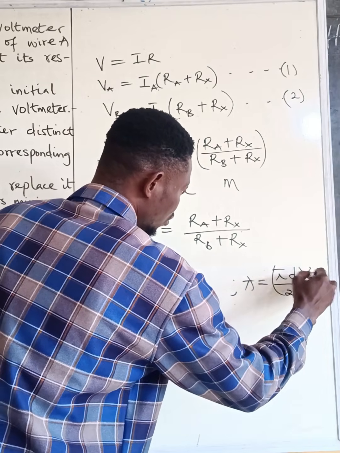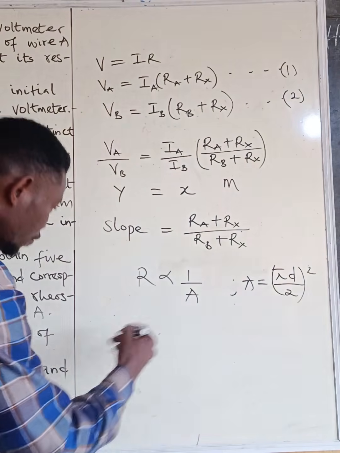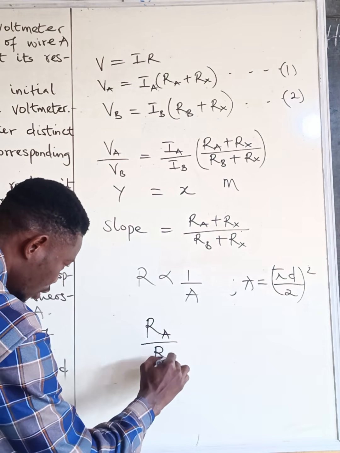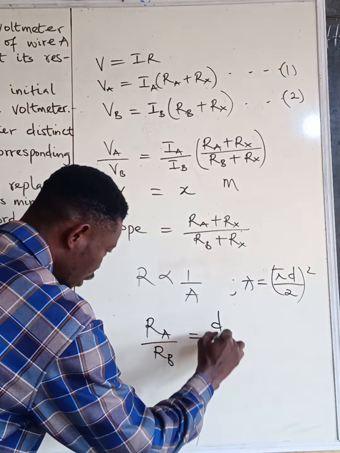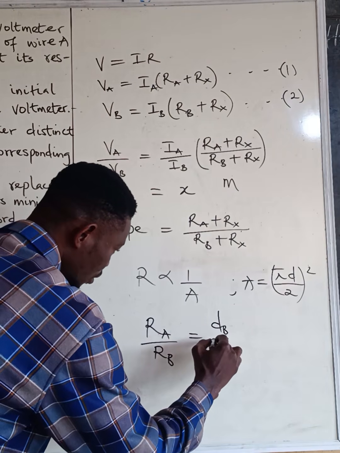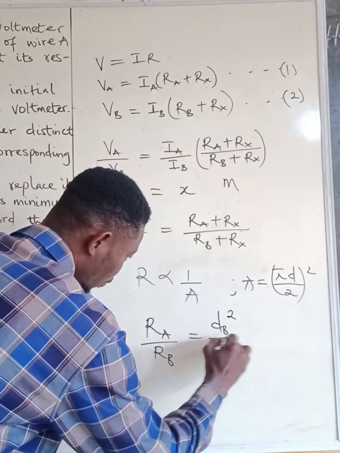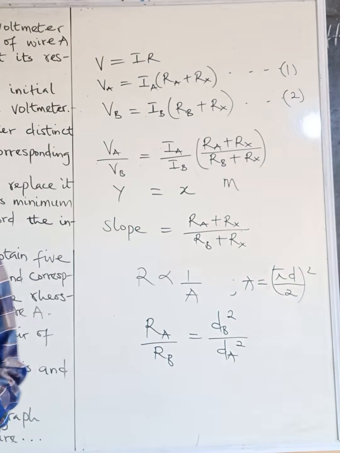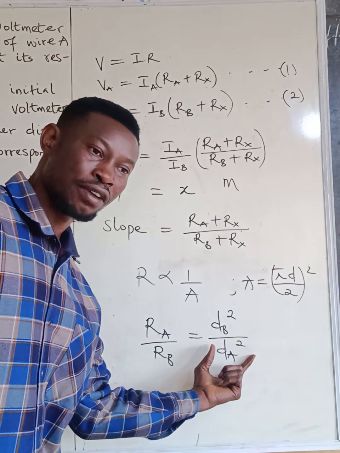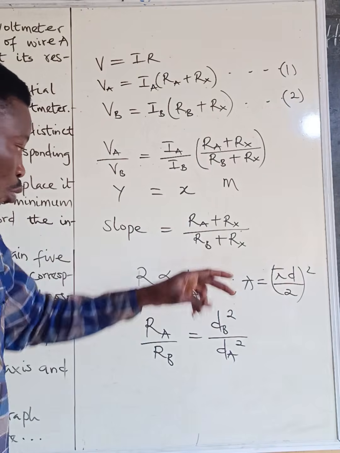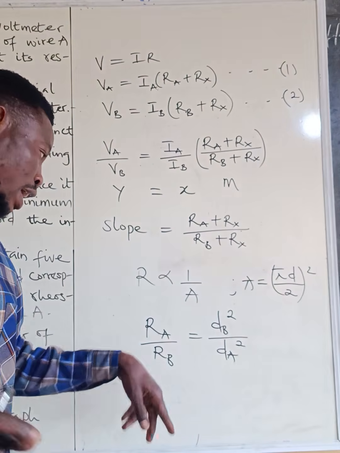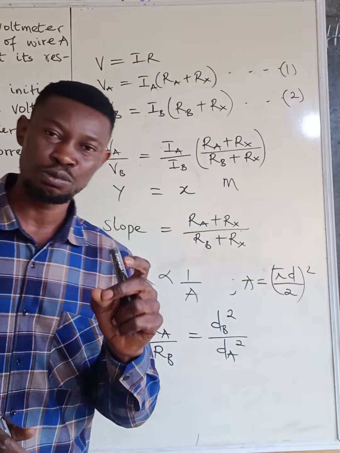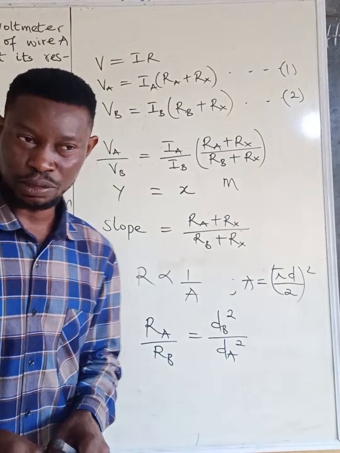So you find out that the ratio of the resistances of these two wires, RA all over RB, should be equal to DB squared all over DA squared. This is what you are going to obtain from the slope of the graph. That is the ratio of the square of the diameters of those wires. That is why they have included the micrometer screw gauge in the experiment.